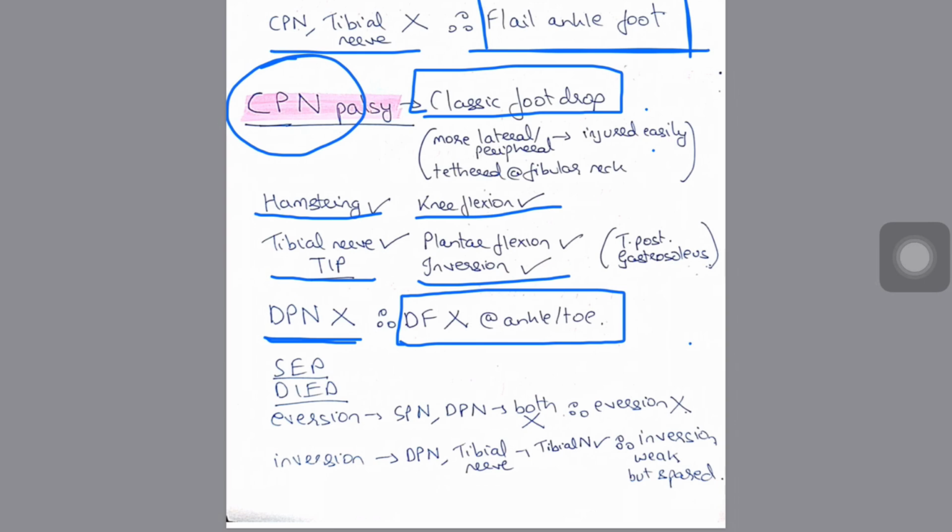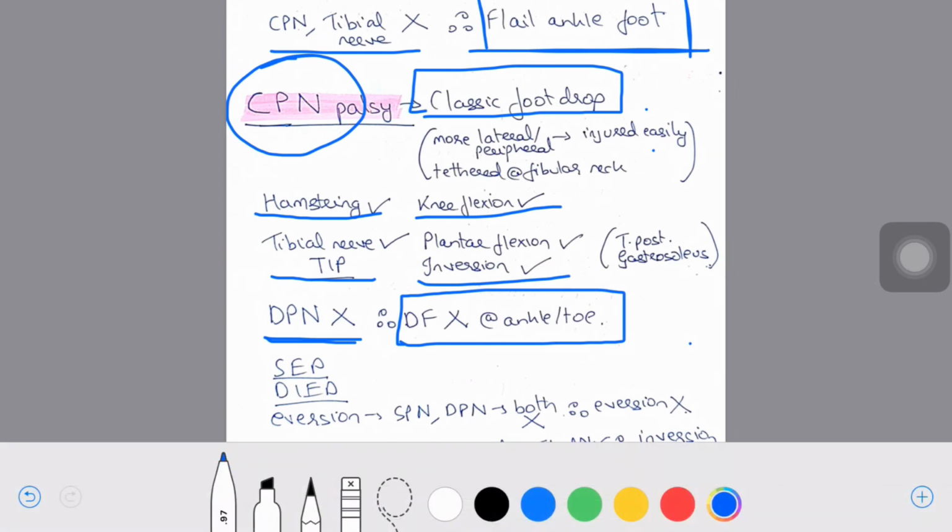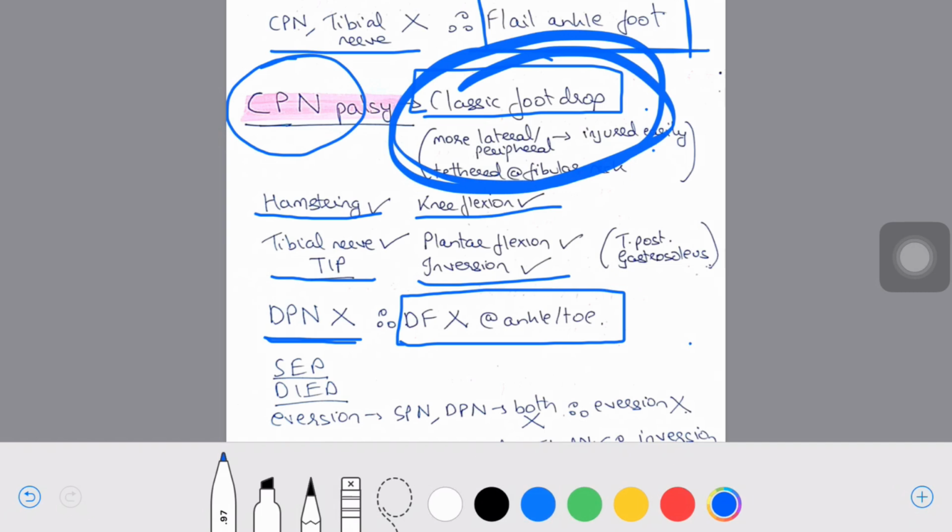Okay. So the classical thing in common peroneal nerve palsy: hamstring spared, knee flexion possible, posterior tibial nerve spared, so plantar flexion and inversion possible. Inversion may be weak, but most important, dorsiflexion at the ankle and toes is lost. So this is a classical case of foot drop, which we see in common practice.